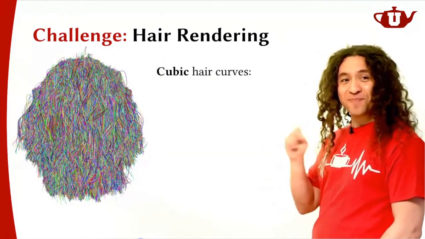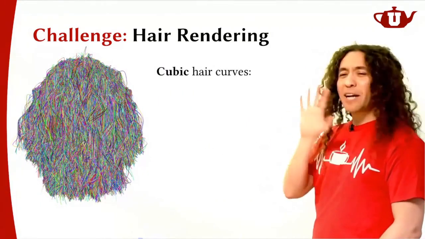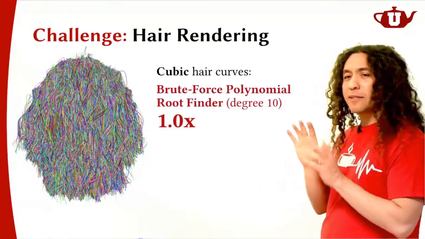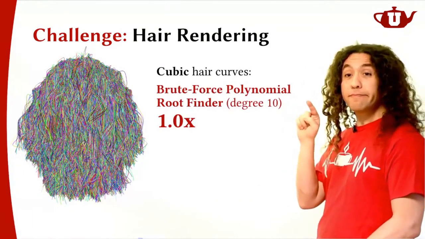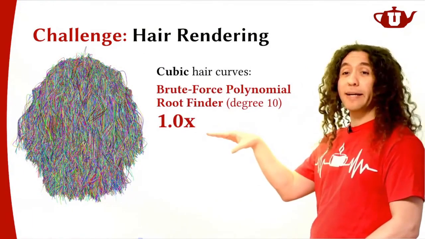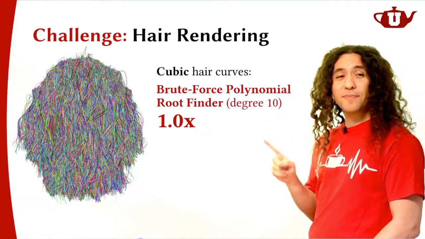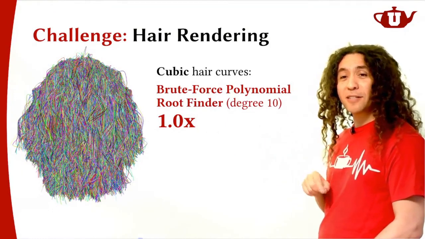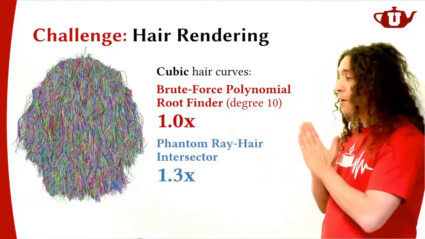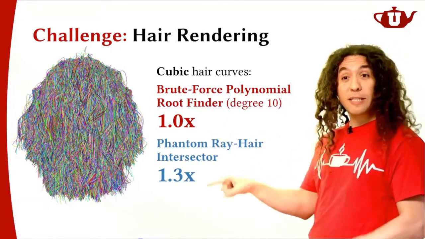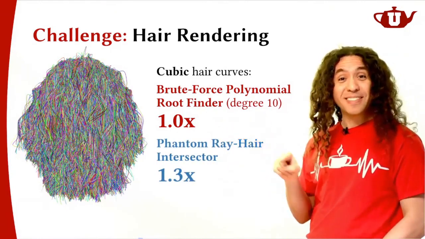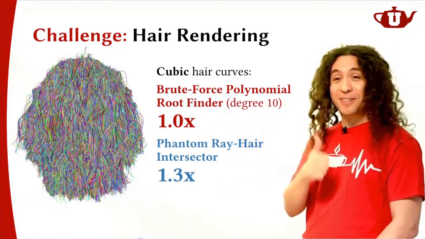For cubics, the actual numbers don't matter, so I'm going to show you the relative numbers. For the brute force polynomial root finder, solving a degree 10 polynomial, let's say it's 1x. If this is 1x, then the Phantom Ray Hair Intersector in this case gives me 1.3x. So it's actually even faster, about 30% faster. So that's great.